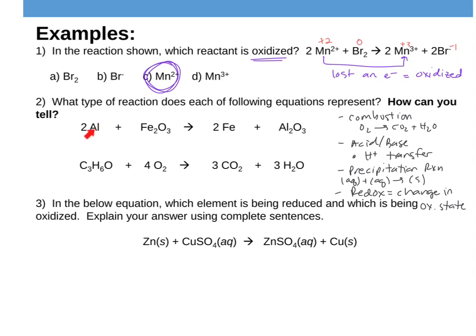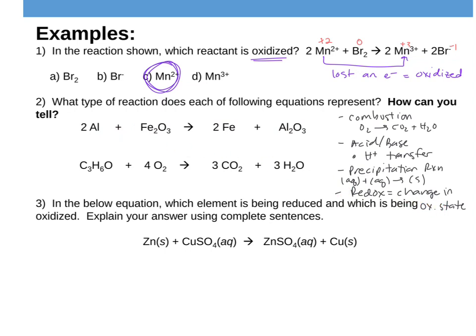So for example, I know this first one is not a combustion because I don't see any O2, I don't see any CO2 and water. So I know it's not combustion. I also know it's not acid-base because I don't see any H pluses at all. So that's out. And I cannot say it's precipitation because I don't even see the states. In this example, I didn't draw any states, so there's no way you could know if it's precipitation or not. Which leaves just redox. I mean, there's other types, but just redox.